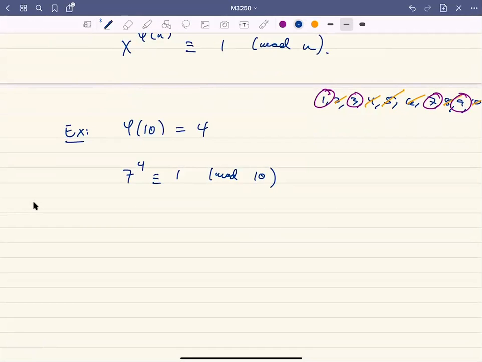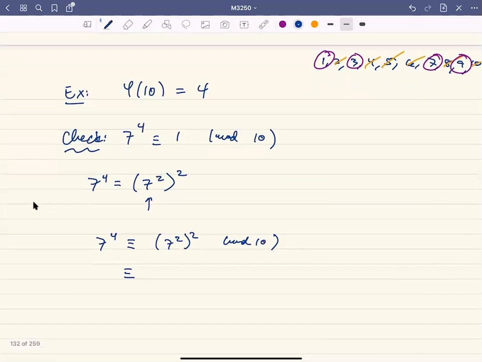So 7 to the 4th is equal to 7 squared squared. So really, you just have to think about what's 7 squared mod 10. So let me just write out what we're doing here. We're going to check that that's true. So 7 to the 4th is going to be congruent to 7 squared squared mod 10. 7 squared is, of course, 49. And then 49 is congruent to 9 mod 10.